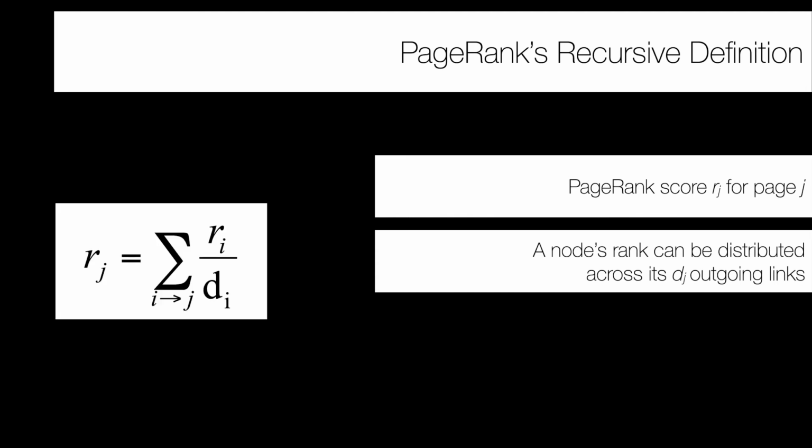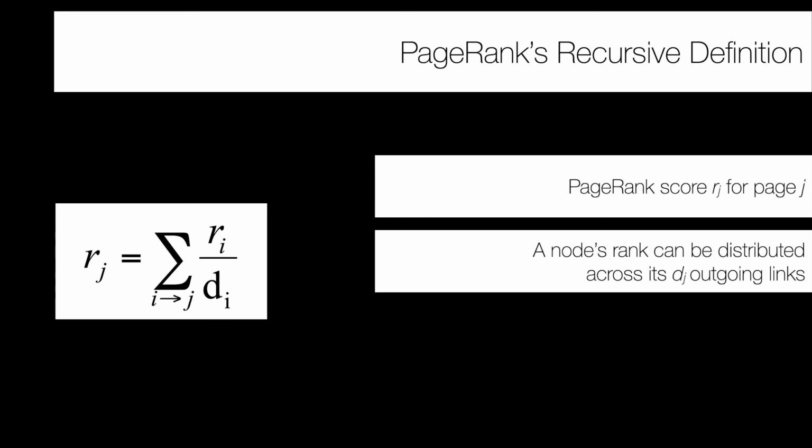So we have this relatively straightforward equation where the rank for a given page is the sum, over all of the other pages that have linked to it, of each of those pages' weight divided by their out-degree. So it's distributed evenly across all of the links that they connect to.